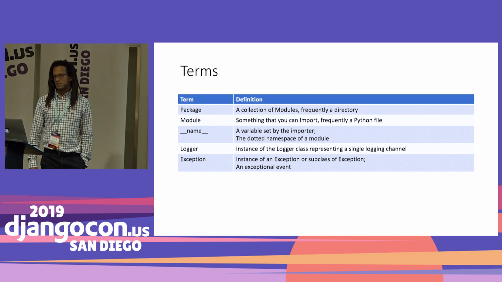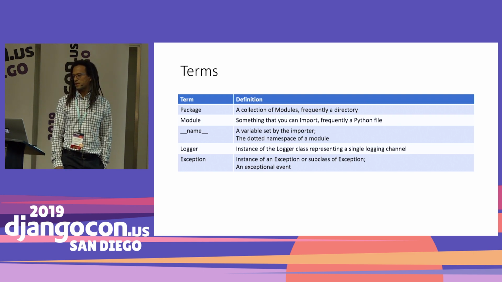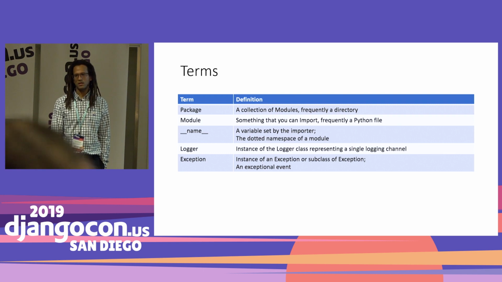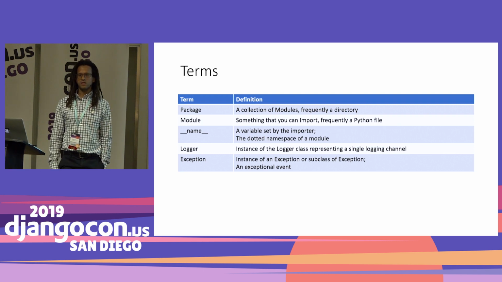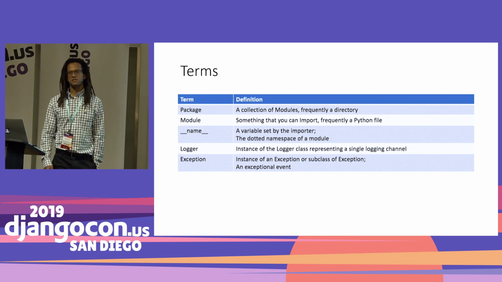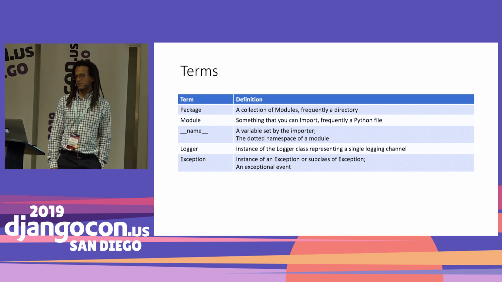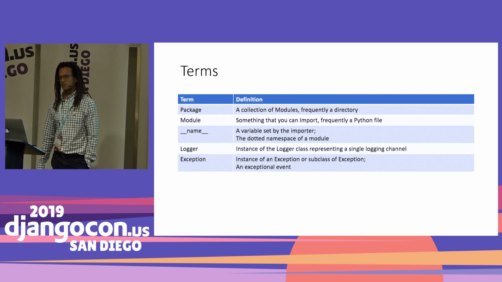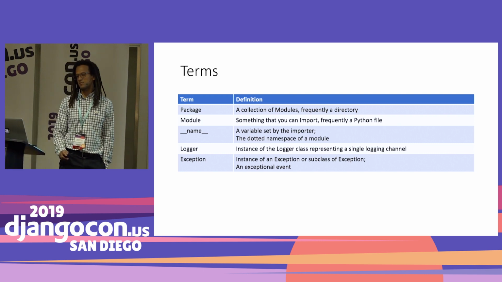And then a logger is an instance of a class and represents a logging channel, and a logging channel is something that we can write log messages to. And finally, an exception is an instance of the exception class or a subclass of it, and is the actualization of an exceptional event.